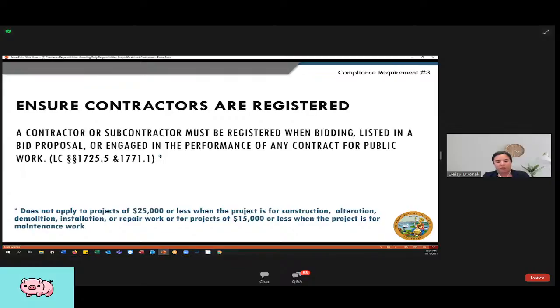Now, the registration requirement for contractors does not apply to projects of $25,000 or less when the project is for construction, alteration, demolition, installation, or repair work, or for projects of $15,000 or less when the project is for maintenance work. So the exemption is the same as for the project registration and the contractor registration. And remember that we're looking at the total amount of the project, not individual subcontracts. Again, the contractor is still required to pay prevailing wages, and they're still required to maintain certified payroll records.